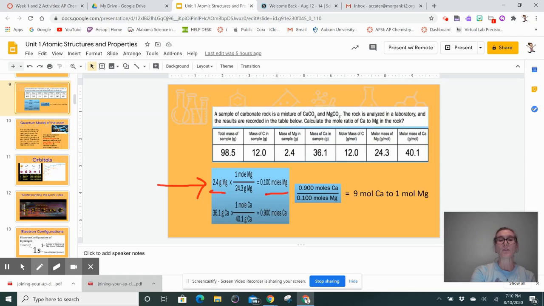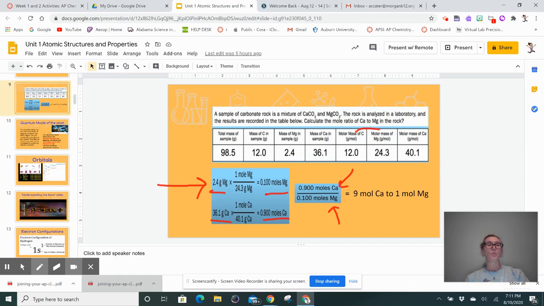And then we're going to do the same thing for calcium. So 36.1 grams of calcium divided by 40.1, which again we just get off the periodic table, gives us 0.9 moles of calcium. Since it specifically says the mole ratio of calcium to magnesium, I'm just going to make a ratio of those two numbers. So 0.9 moles of calcium goes on top, since that's the first one mentioned in our ratio, and 0.1 goes on the bottom. So it's a 9-to-1 ratio of calcium to magnesium. That means in that rock I have 9 times more calcium than magnesium.